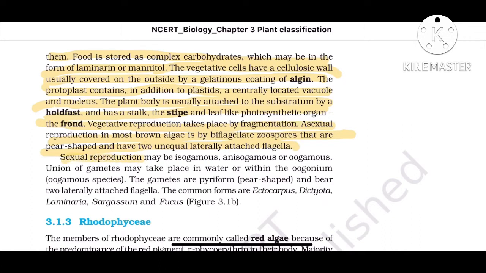Sexual reproduction may be isogamous, anisogamous, or oogamous. Union of gametes may take place in water or within the oogonium. The gametes are pyriform, that is pear-shaped, and bear two laterally attached flagella. The common forms are Ectocarpus, Dictyota, Laminaria, Sargassum, and Fucus.